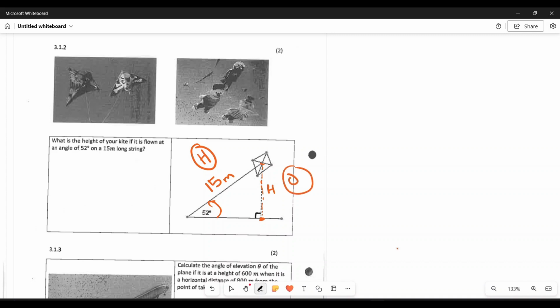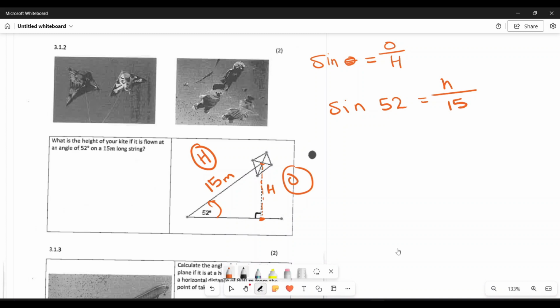Now, which trig identity can I use that has hypotenuse as well as opposite? Remember, you saw SOH CAH TOA, it will be sine. Sine is equal to opposite over hypotenuse. Now, in this case, I'm going to say sine of my reference angle, which is 52, is equal to my opposite, which is what I'm looking for, the height, divided by my hypotenuse, which I'm given as 15. And I'm going to solve for my value of h.